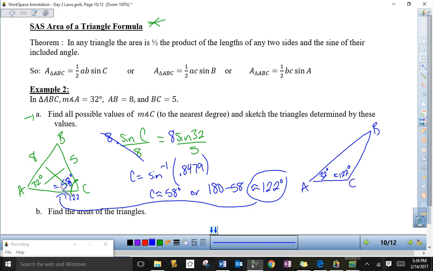So now what we're going to do is go ahead and find the other angles. Okay, it's easy to do for us, and it's going to help us find the area using these formulas up here. Okay, so we've got 32 plus 58 is 90. That means there's 90 left over. 32 plus 122 is 154. There's 26 left over.